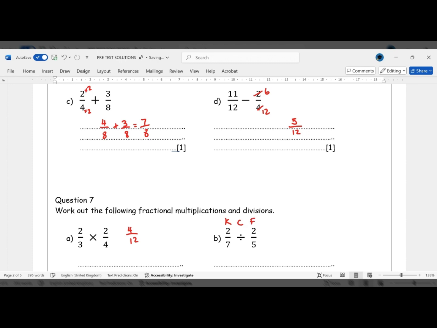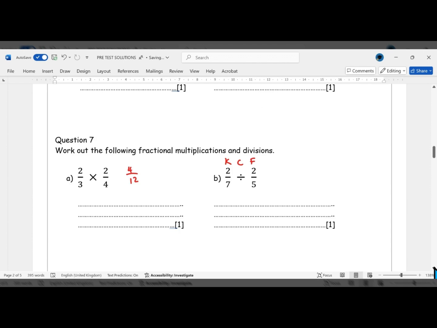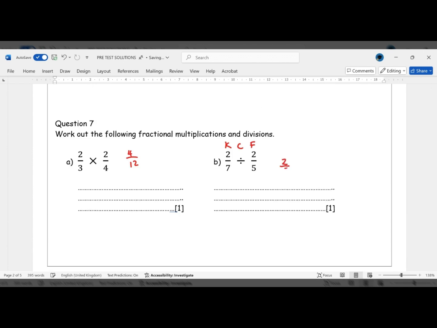I sometimes record a KFC, even though it's slightly out of order. It's KCF, right? So we're going to keep the 2 over 7 as it is. We're going to change the divide to a times and flip the second fraction. So we get 10 over 14. Fine.